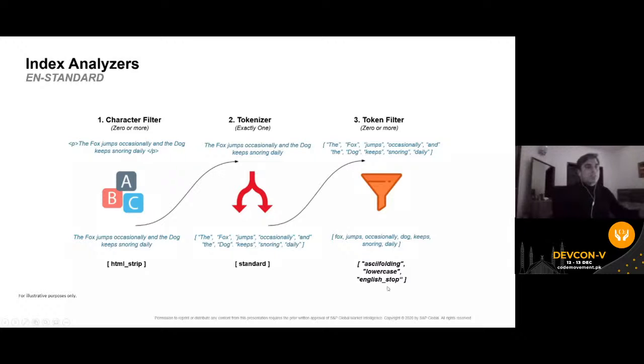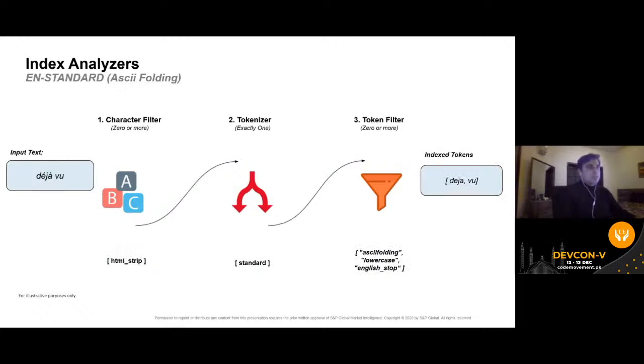As we just discussed, the stop words are the words which connect the other words with each other. For example, the, is, am, are, to. Those words would be removed using the English stop filter. So all I have done in my analyzer is enter this one line saying that I need the English stop token filter as well. If you look at this token sequence, it has removed the: fox is there, jumps is there, occasionally is there, and is not there, the again is not there, dog is there, keeps is there, snoring is there, and daily is there. All the stop words have been removed from this input text.